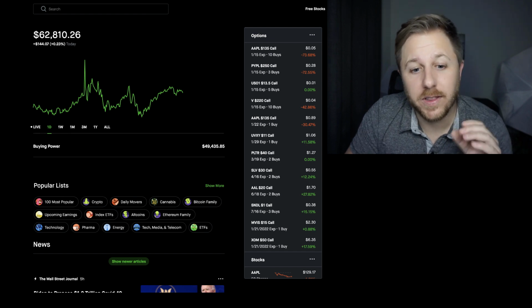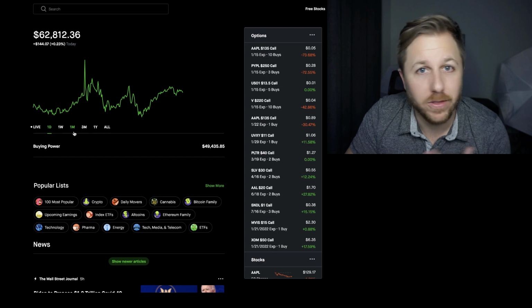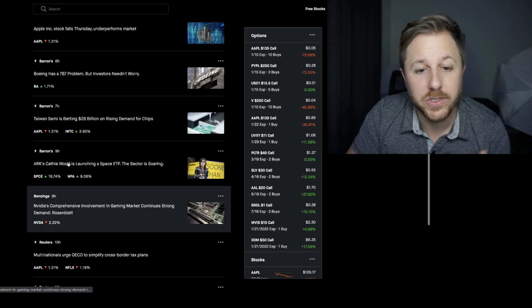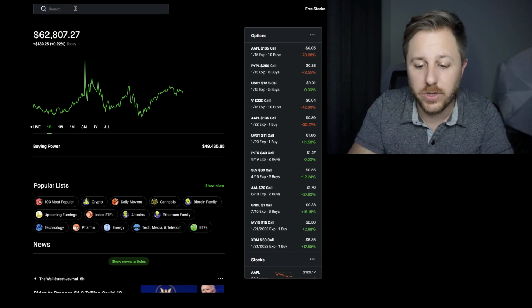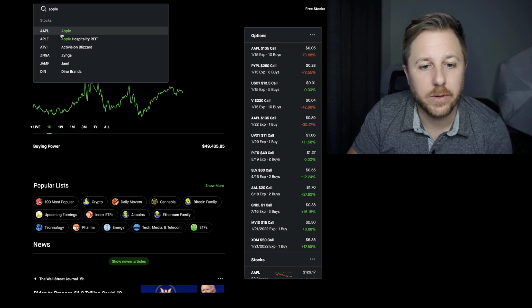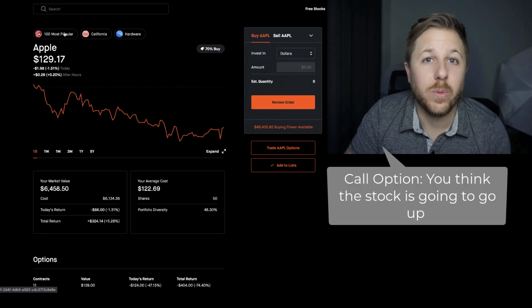So first off, this is the layout. This is my portfolio right here. It gives you your history of how much money you've made or lost. And then it gives you all of your positions down here, different news articles. But we're going to try to do an option for Apple. So all I do is go right here, I type in Apple, and then I'm going to click on it right here. We are going to do an example of a call and a put. So first off, we will do a call.